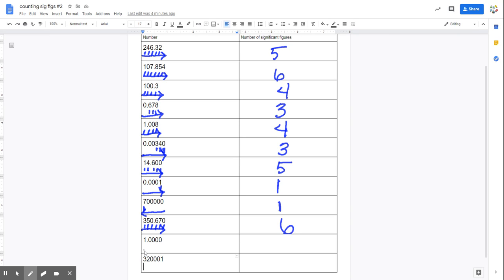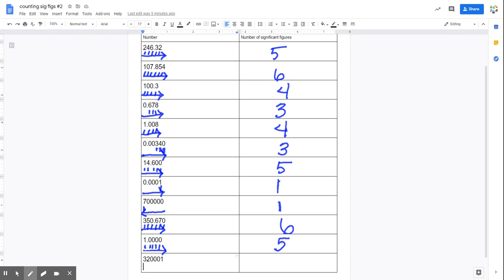Next, we have, again, with a decimal, so we're going from left to right. Our first non-zero is this 1. Then all of these count because we already started counting. So we have 5 significant figures for that one.